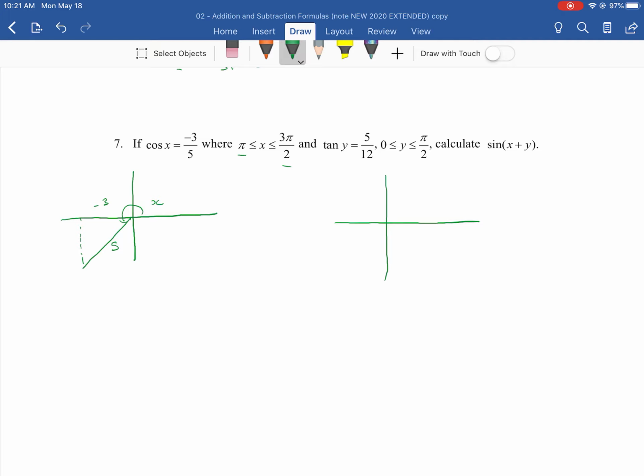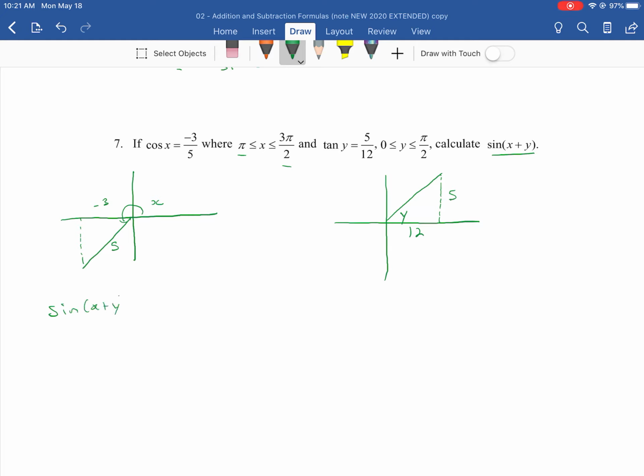I just want to establish in my brain where this angle is. And then I'm going to do the same thing with y. It says tan of y is 5/12, but y is between 0 and pi over 2. Oh, so y is in the first quadrant here. And the opposite is 5, and the adjacent is 12. All right? So that's my picture of how everything's going. Oh, there's y.